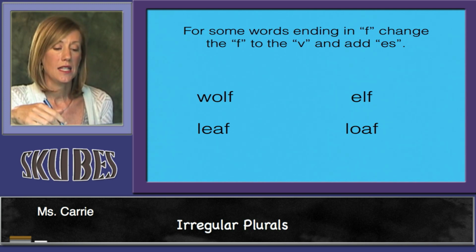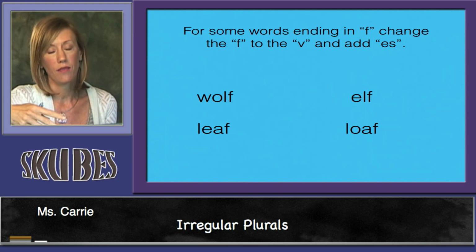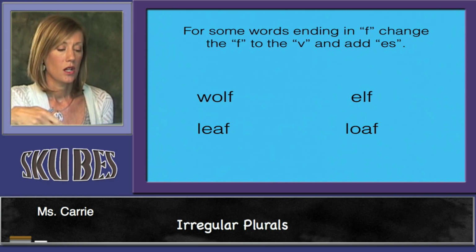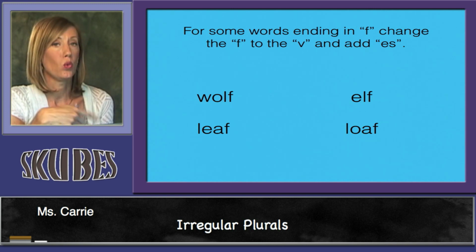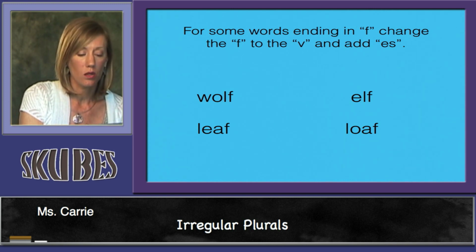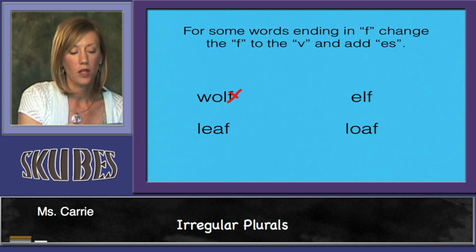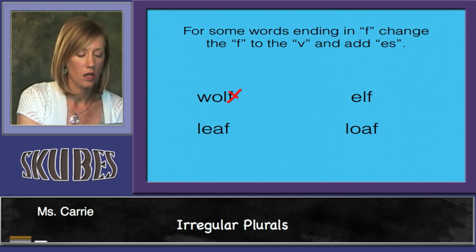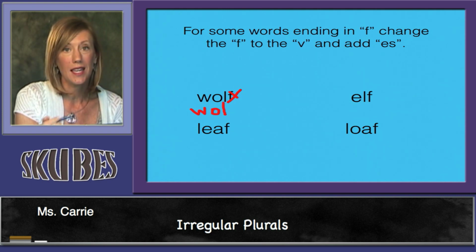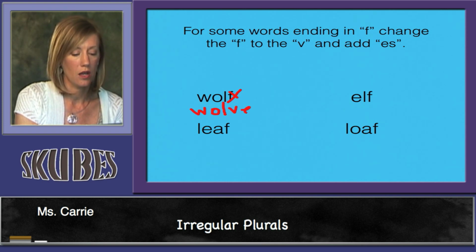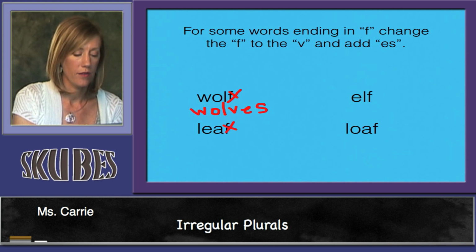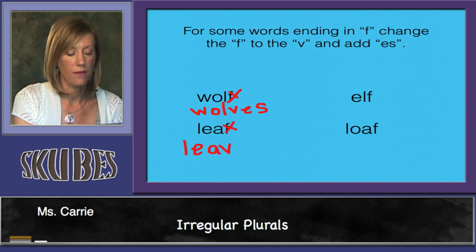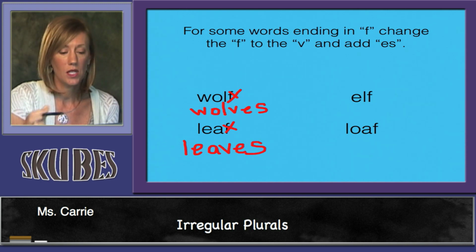Now for some words that end in F, we're going to change the F to a V and then add ES. So if you said I saw one wolf, that would be singular, or I saw many wolves, what you're going to do is you're going to drop the F completely like we did with the Y earlier. So wol, and we're going to add VES. So wolf becomes wolves. Leaf, you're going to drop the F, and leaf in its plural form would be leaves.